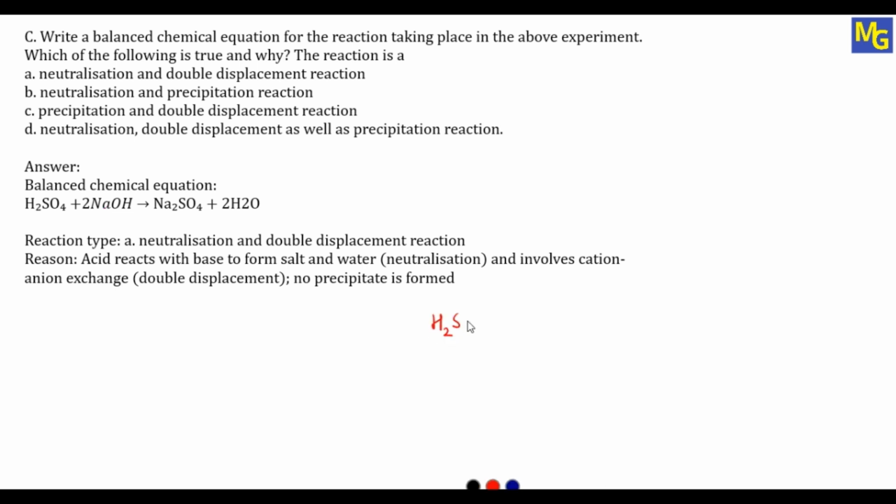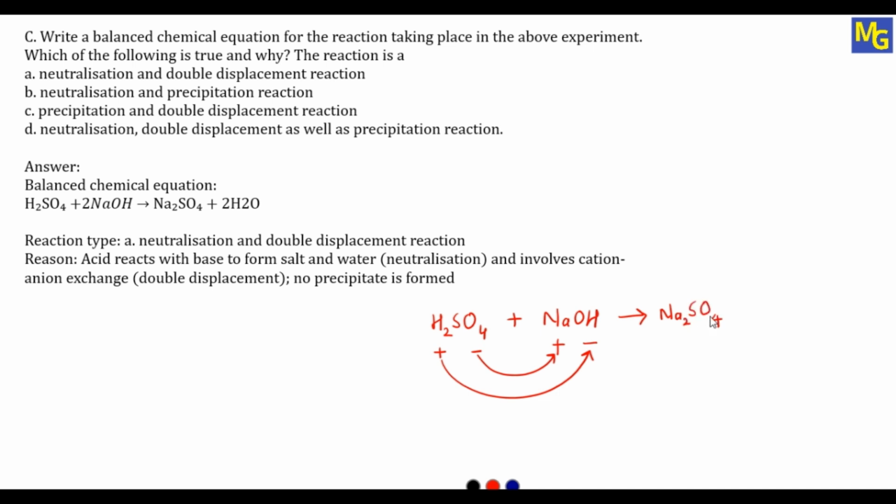If I take H2SO4 and add it to NaOH, a neutralization reaction takes place, because the acid will neutralize the base and the base will neutralize the acid. Here hydrogen is a positive ion, sulfate is a negative ion, Na is positive, OH is negative. OH means hydroxide. So the positive of this will combine with the negative of this, and the negative of this will combine with the positive of this. So what are we going to get? We are going to get Na2SO4.